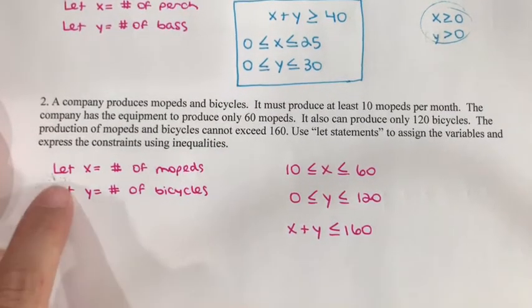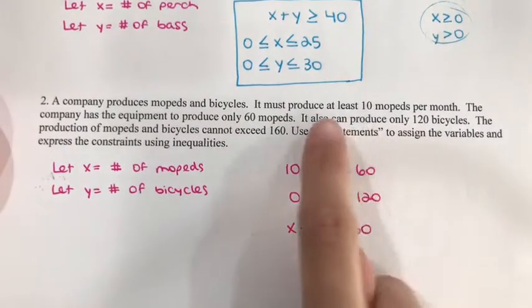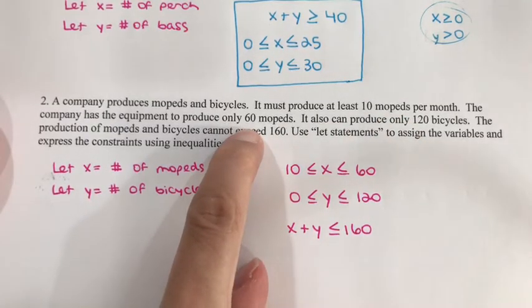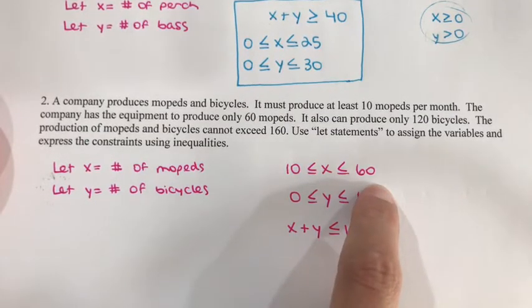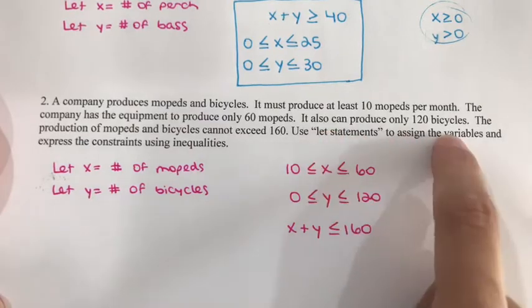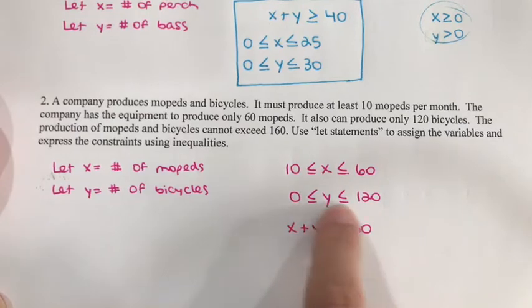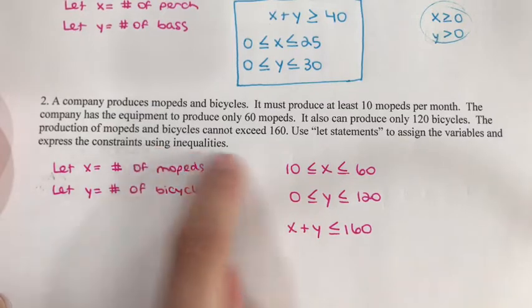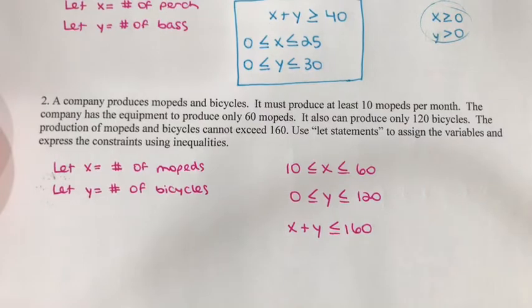All right, so we've got let X equal the number of mopeds, let Y equal the number of bicycles. So we have to produce at least 10 mopeds per month, but we cannot produce more than 60. So X has to be between 10 and 60, so I use that inequality. With the bicycles, the only limitation is that they have to be less than 120, so I have that right here. Again, accounting for the fact that the bicycles have to be greater than 0. And the total has to be less than or equal to 160. So these would be our constraints for this problem.